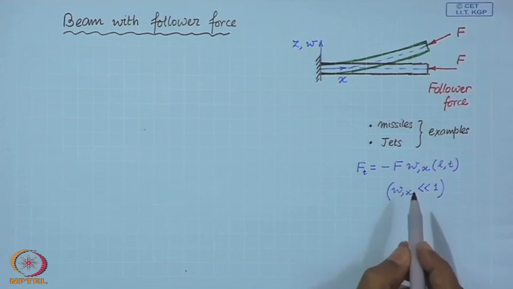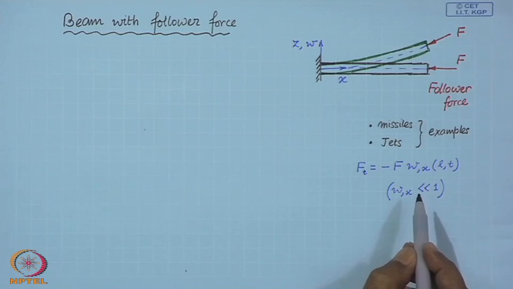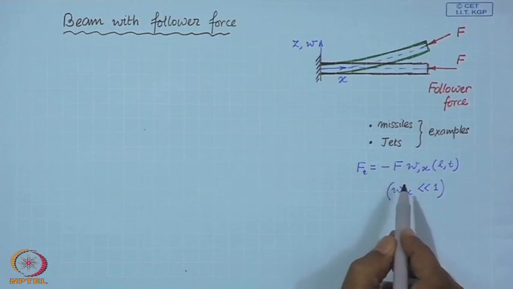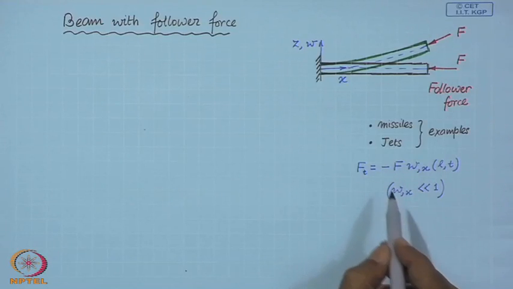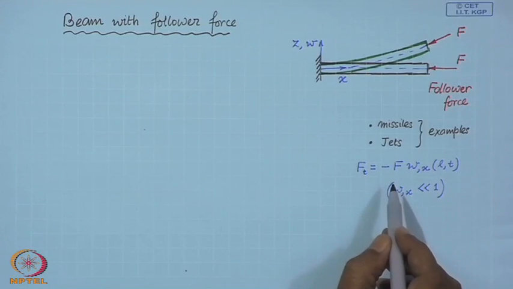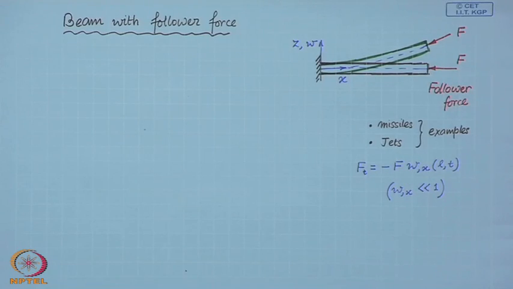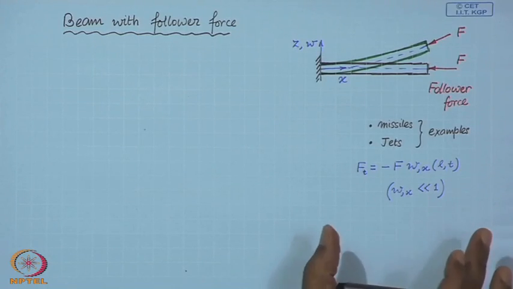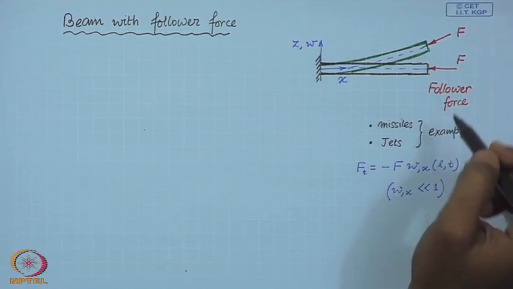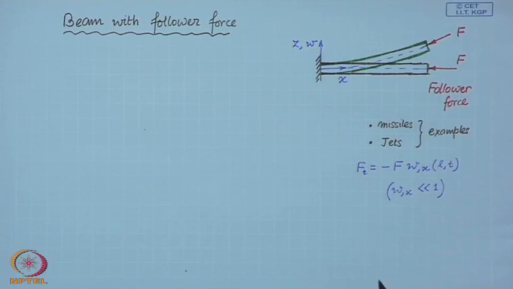Now, this force is a non-potential force, which means that it cannot be derived from a potential. It is not a gradient of any potential. So, to derive the equation of this system, if you want to use the variational principle, which is a safer way for this system because the dynamics is a little tricky, as we will very soon see.